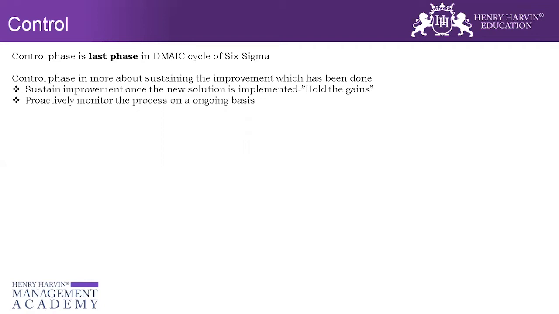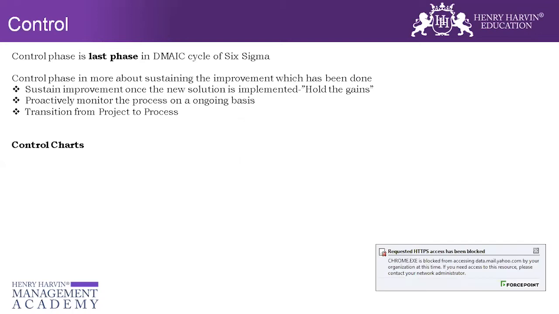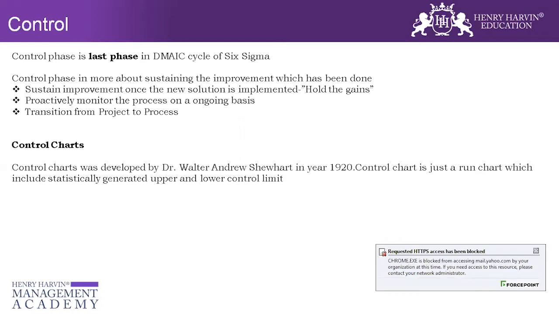Since we haven't completed the project, we want to ensure that the process is in control, and that's the reason we are proactively monitoring it. It is transitioning from project to process, because earlier it was a project for a limited point in time, and now we are transitioning into a process that will become business as usual. To get into it, in the control phase there is a very important subject that we cover, which is called control charts.